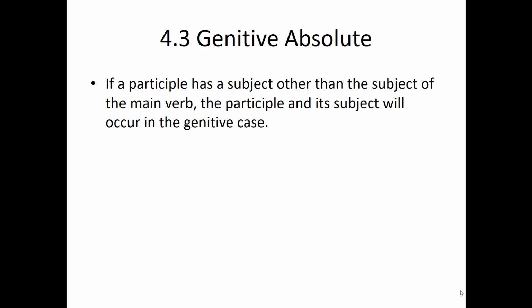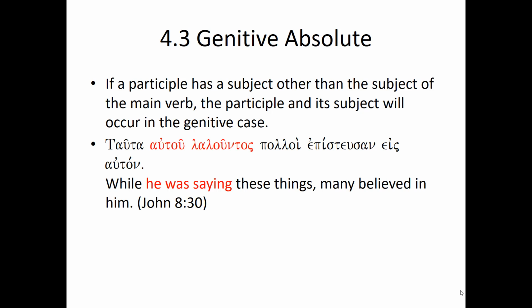So it's called a genitive absolute because the word absolute means something like loosed. It's loosed from normal boundaries or guidelines. Normally we expect a nominative subject, but what we can do in this type of case is we can have a genitive subject of a genitive participle. So John 8:30. Tauta autou lalountos polloi episteusan eis auton. So autou is genitive. Lalountos is also genitive. The main subject is polloi, that's nominative, and then the main verb is episteusan. So the many believed, but the many weren't the ones speaking. So I need a different subject for that participle speaking. So I put the subject and I put the participle in the genitive. This is a genitive absolute.